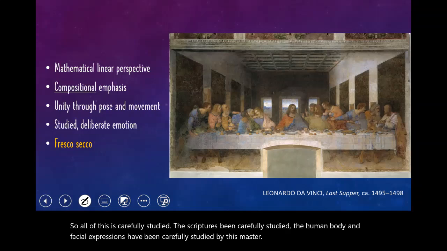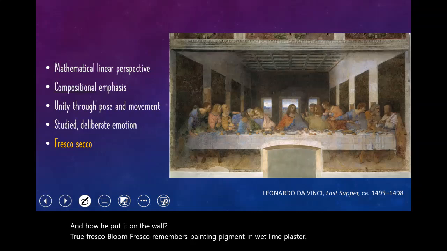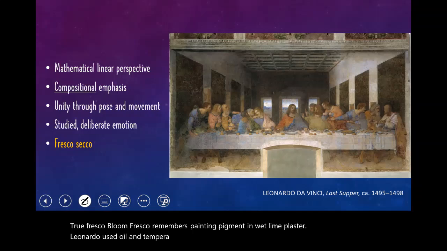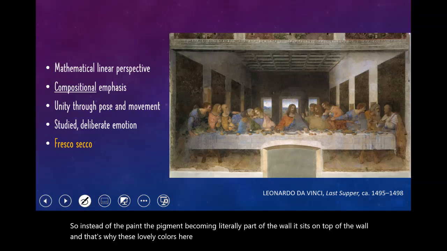What is a bit more experimental is the paint and how he put it on the wall. True fresco, buon fresco, remember, is pigment in wet lime plaster. Leonardo used oil and tempera paints, which have their own non-plaster binder, on top of a dry plaster wall, essentially fresco secco. So instead of the pigment becoming literally part of the wall, it sits on top of the wall. And that's why these lovely colors here are chipping and fading away. Tempera especially is prone to chipping.